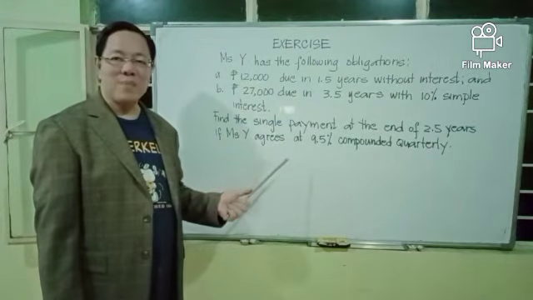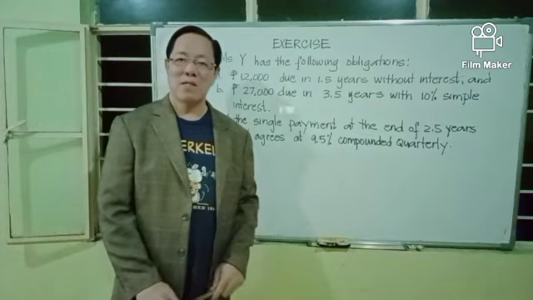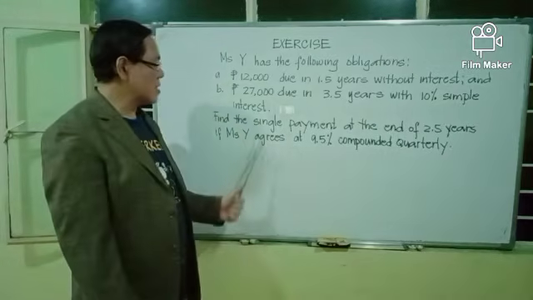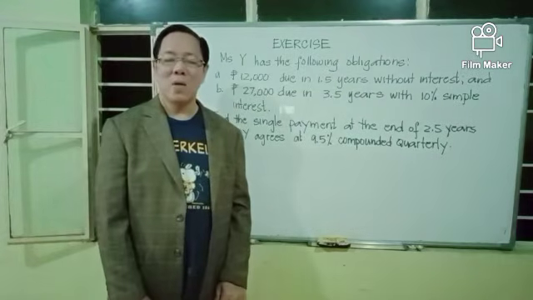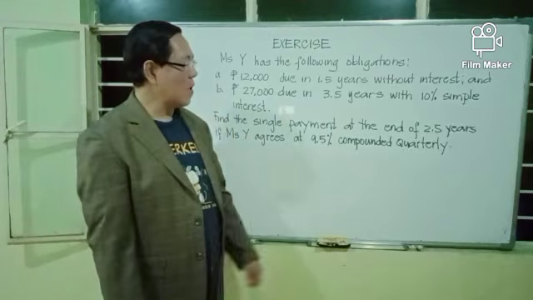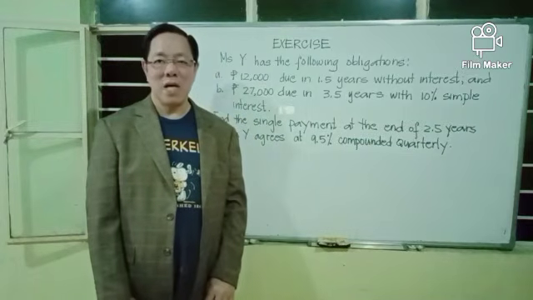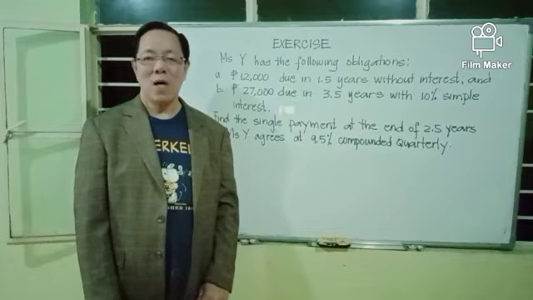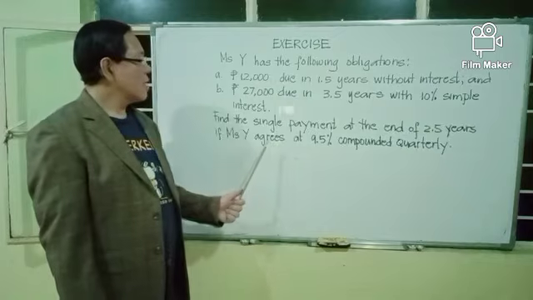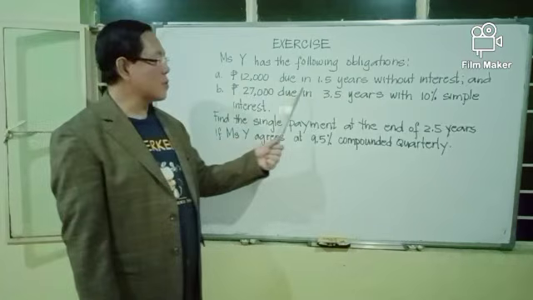In this problem, the single payment is to be made at the end of 2.5 years. And you take any variable to represent the single payment. You can use X or Y or any other variable. And in the timeline, you write that variable at the end of 2.5 years, below the timeline. And the first step is to find the maturity values of these two obligations at their due dates.